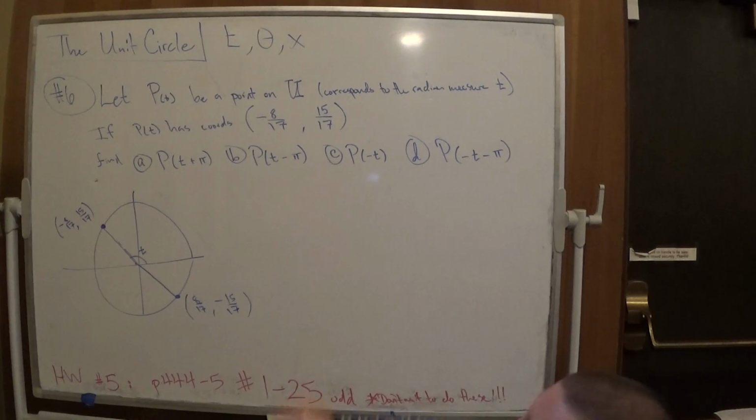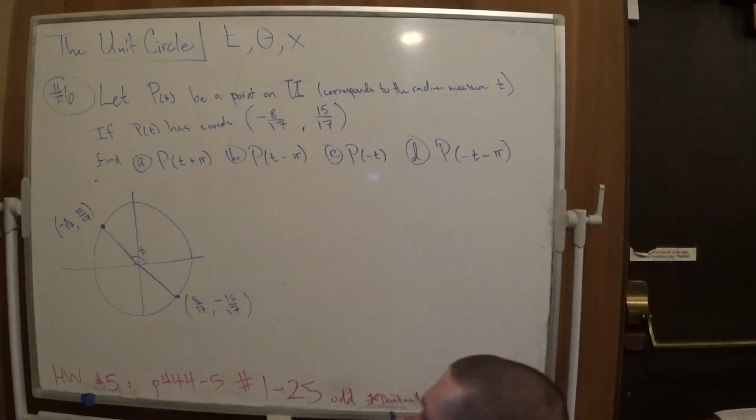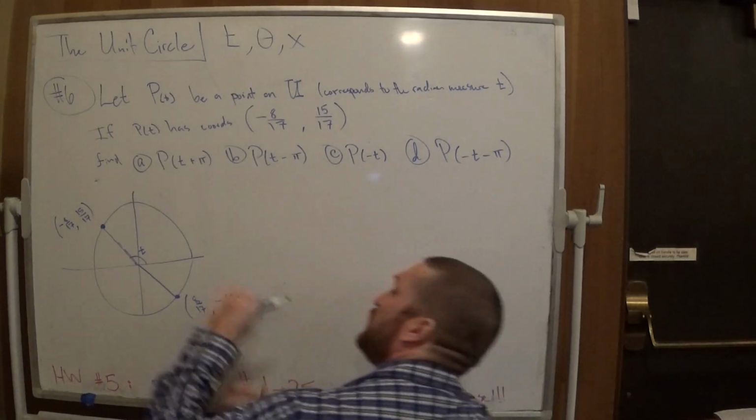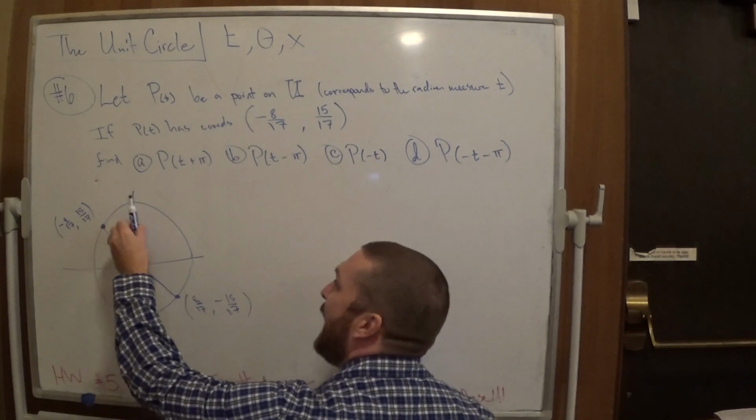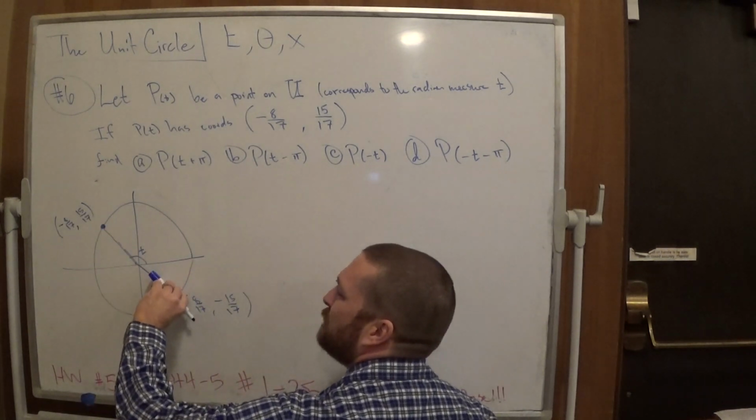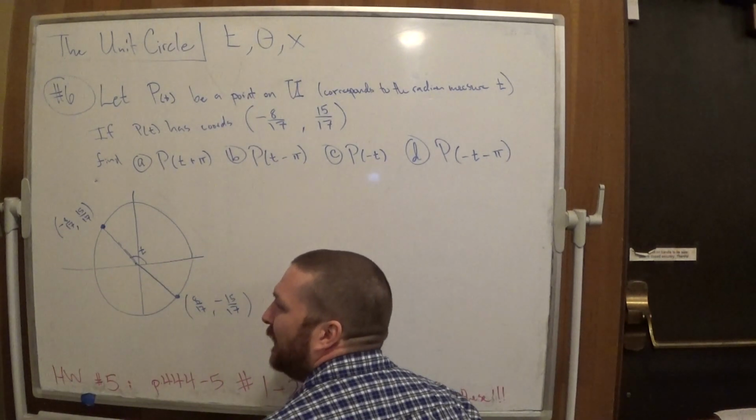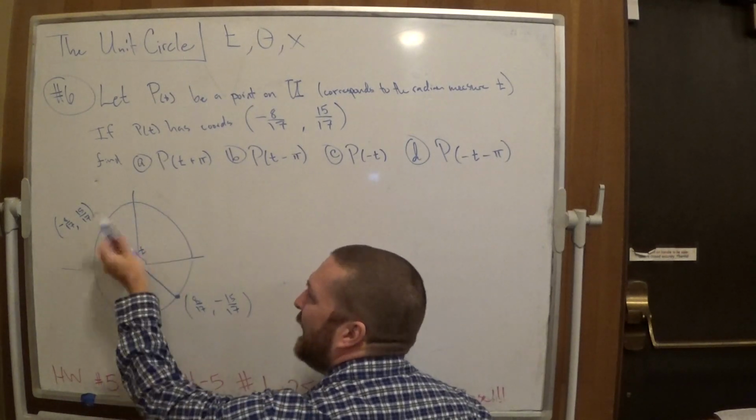Okay, what about this one? Exactly the same, because if you go that and then you go back, well, there's something special about pi in a circle, right? Pi is like the halfway, right?